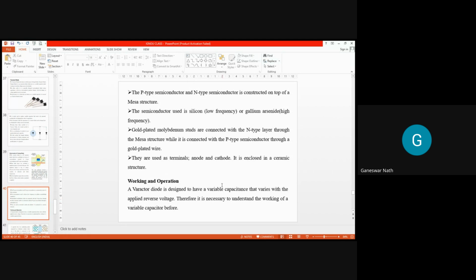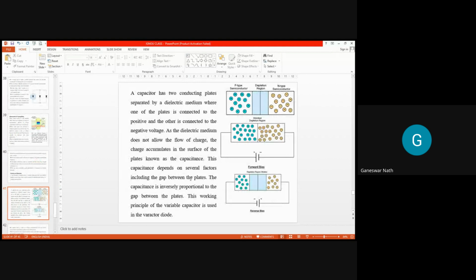Therefore, it is necessary to understand the working of a varactor diode, as it is a combination of both a diode and also a capacitor. Naturally the operation is somewhat complex, but it is quite easy and interesting also. Okay, see, so this is the PN region when the varactor is not biased here.